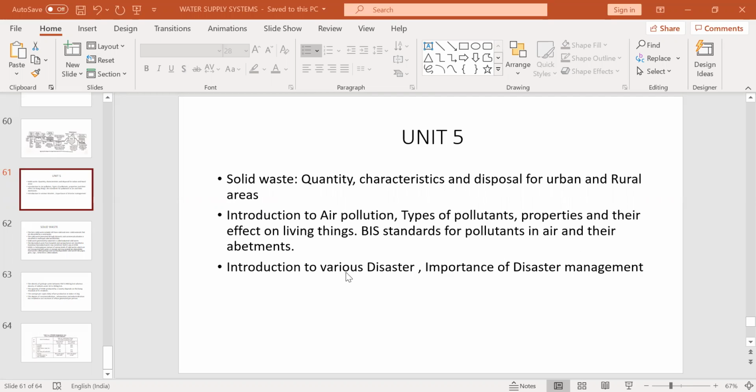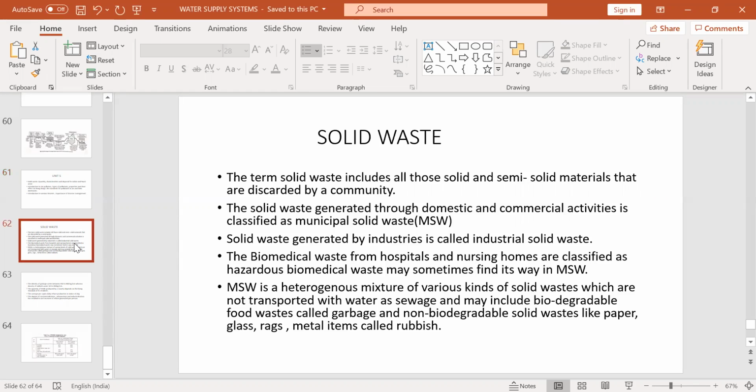Okay. And then the third topic will be introduction to disaster management and its importance. Okay. This will cover the entire fifth unit. That will ultimately complete our syllabus. So now we start with what is solid waste.